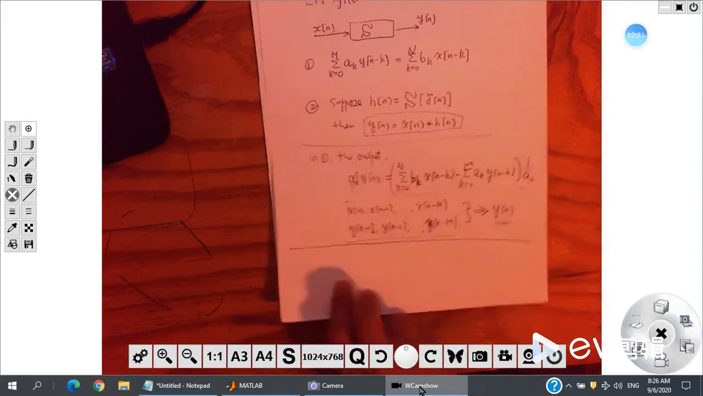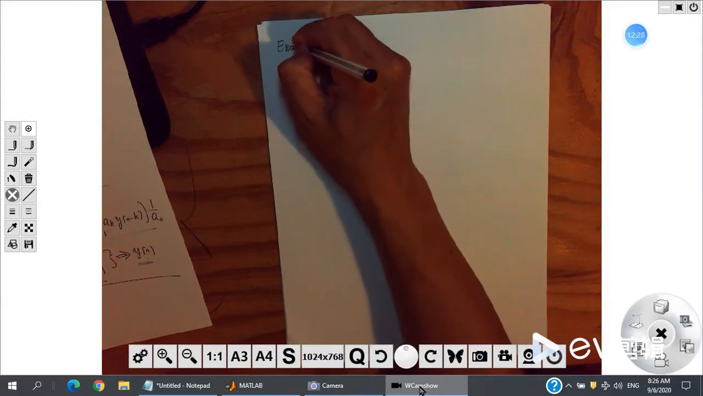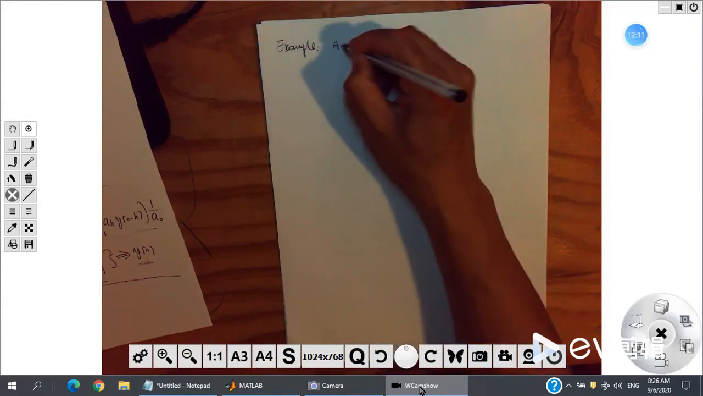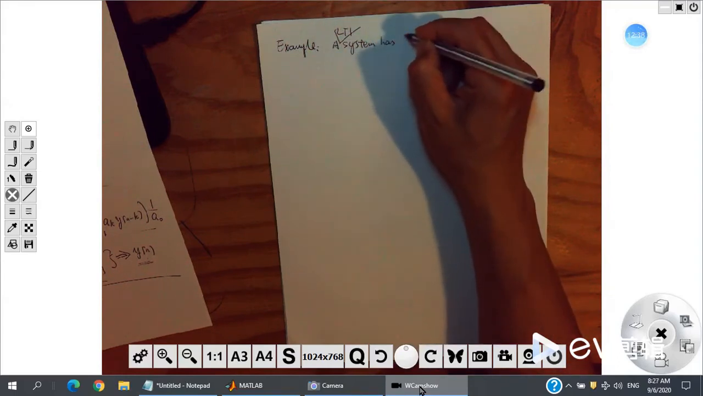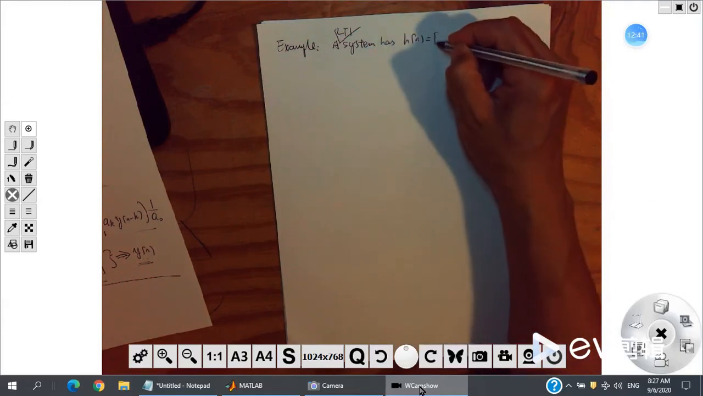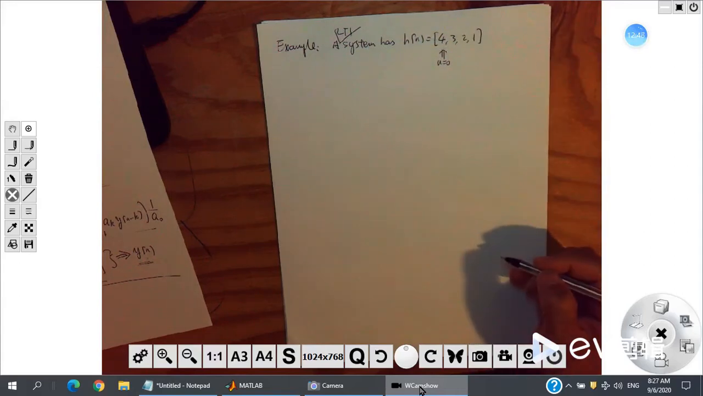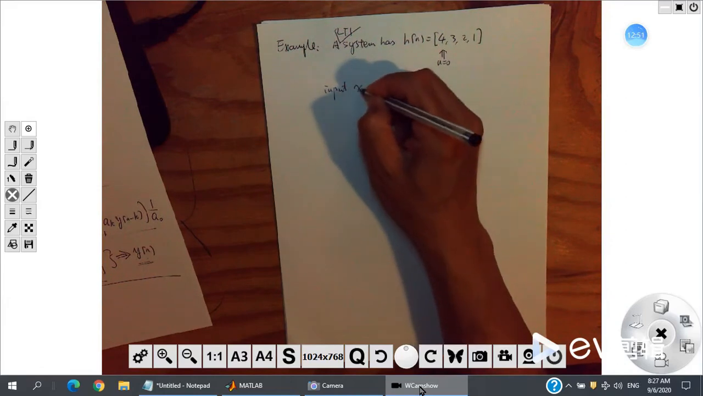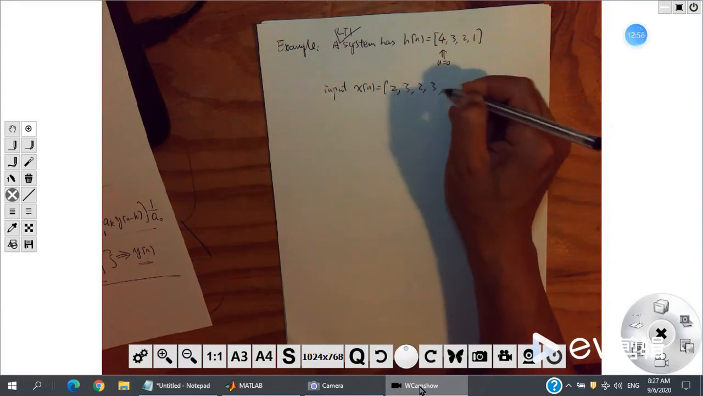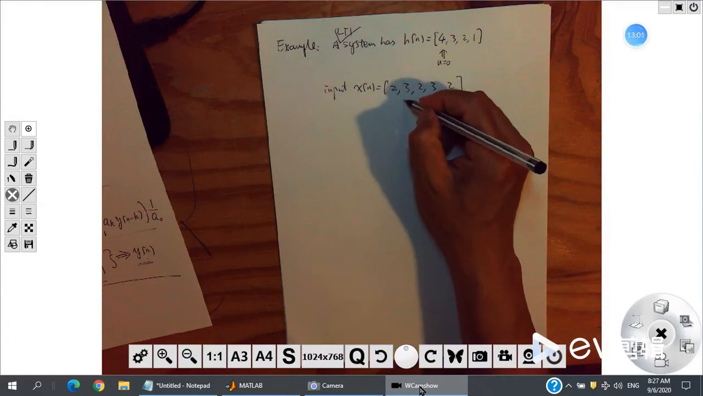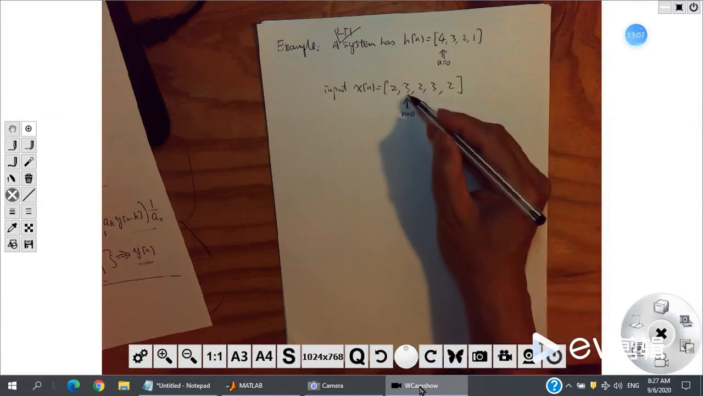Okay, we do one more example. An LTI system, of course, has h of n equal to 4, 3, 2, 1, where this is n equal to 0. And input x of n equal to 2, 3, 2, 3, 2. Here n equal to 0 is this point, the initial time.